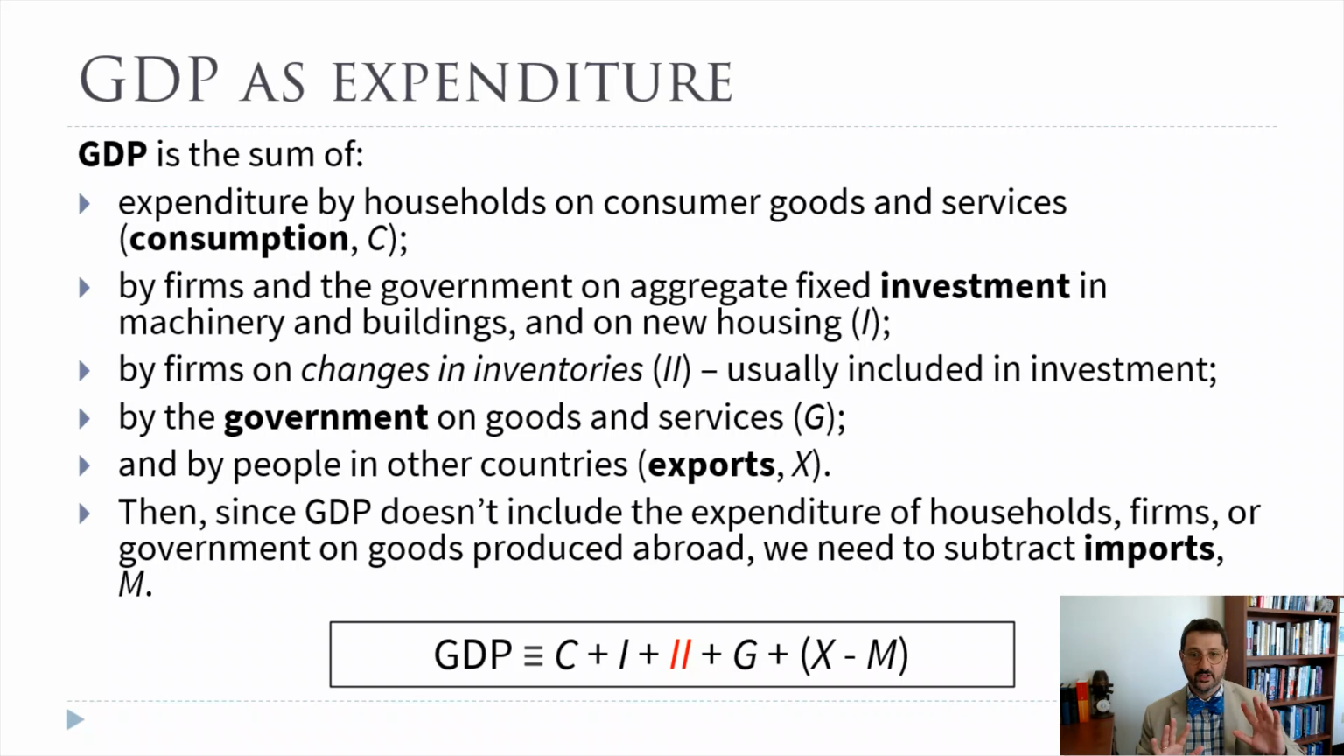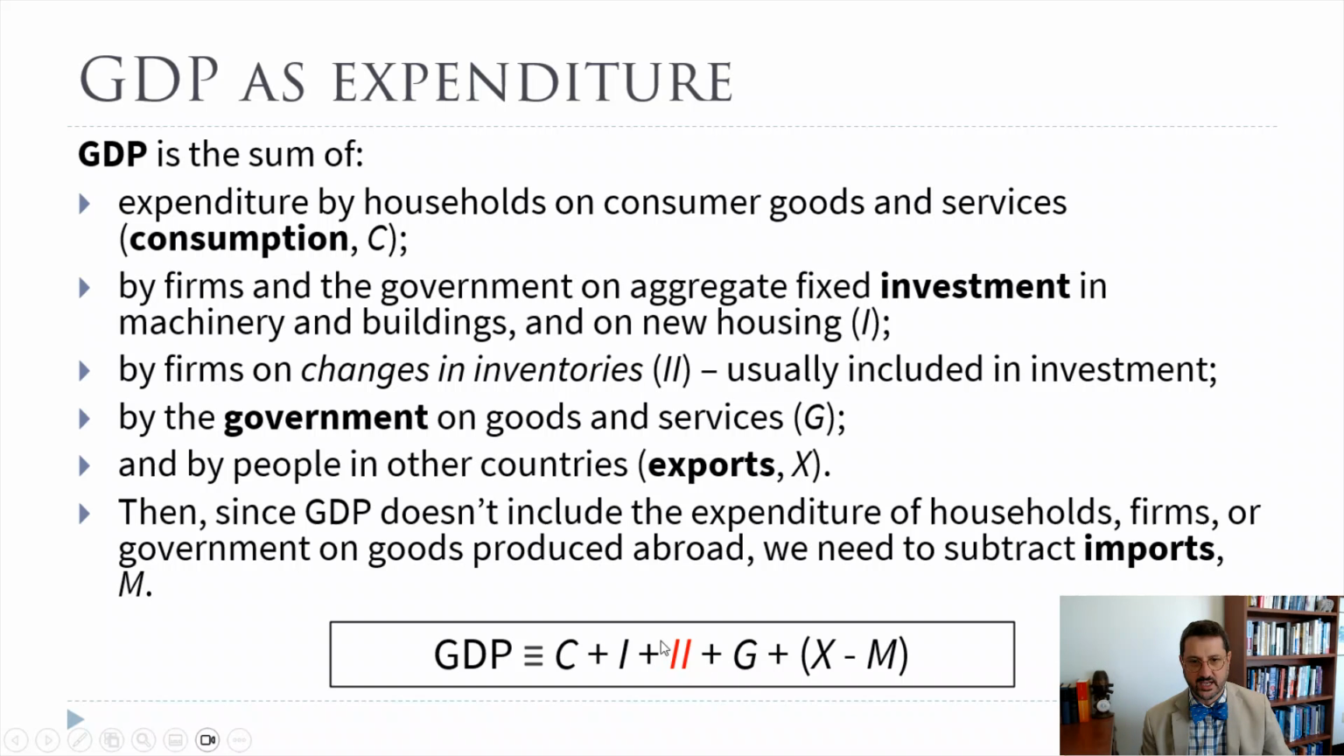Then we have sales to people in other countries. That's exports, so things we produce in our country, we'll say it's the United States, and sell to France or Japan or China or India. And then, because some of our consumption spending, investment spending, and government spending was spent on imports, things that were made in other countries and not in the United States, we have to subtract that out. So that's X minus M. X is for exports, M is for imports.